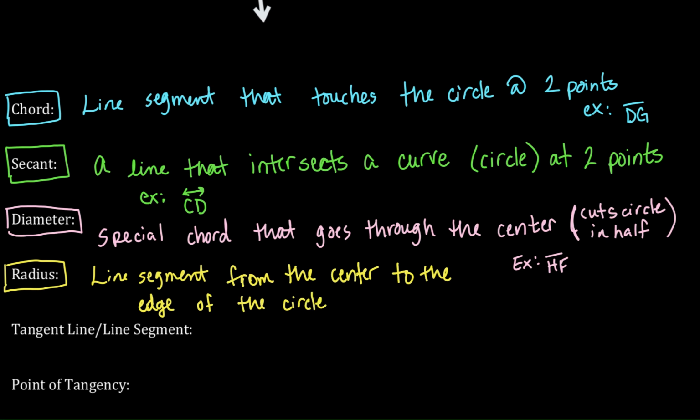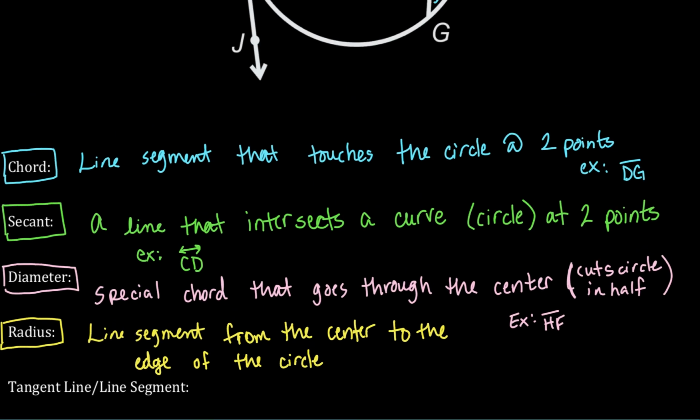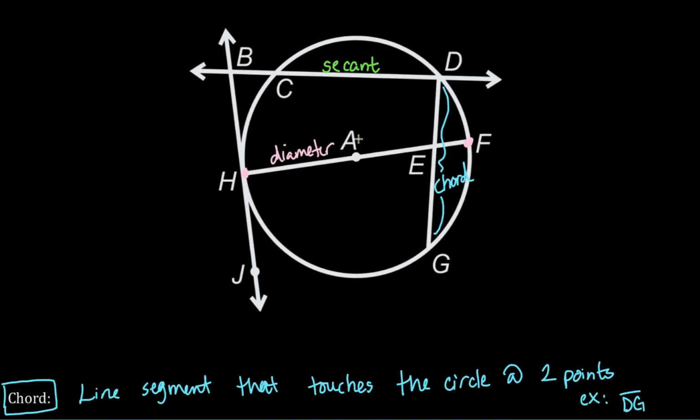So let's see what we can do. So that would be like AF. So I'm going to put diameter like this. And then the radius would just be like this part from here to here. Or the radius can also be here. Another sample radius could be like that.